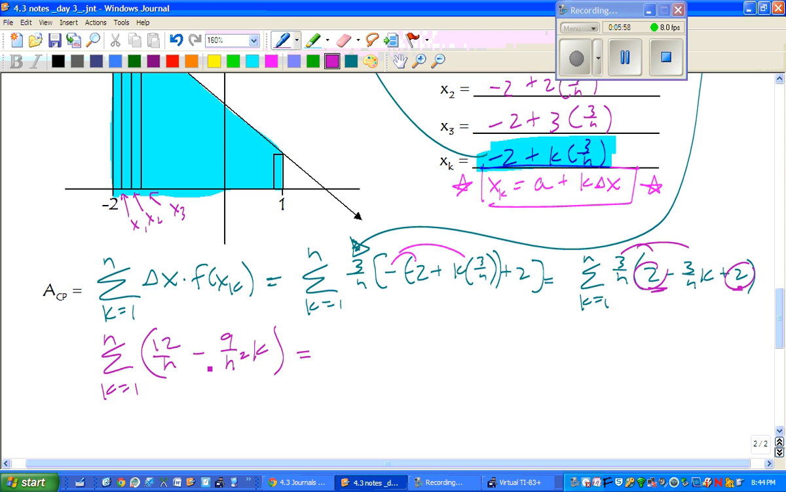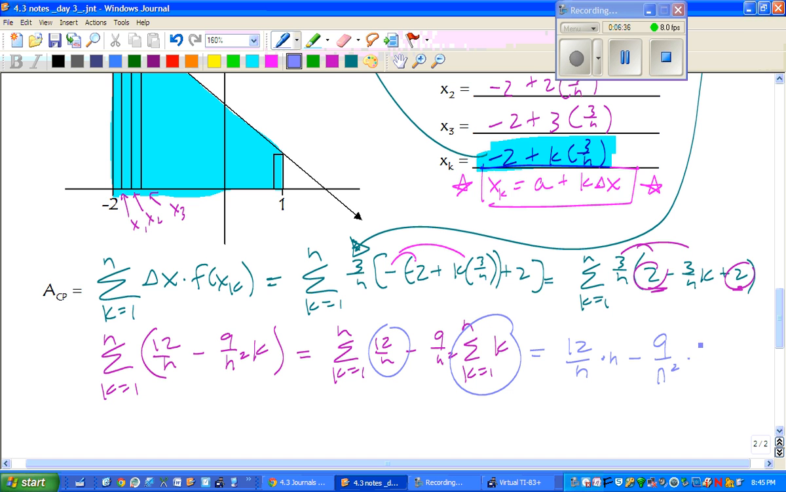And we can break this up. We can separate it into two separate sums. Sum from k equals 1 to n of 12 over n, minus, remember the n is a constant, so it's 9 over n squared times the sum from k equals 1 to n of k. This is where all those different formulas come in. If we take the sum of a constant, all it is is the constant times the number of terms, so times n. Minus, here our constant is out in front, times the sum of k. This is the one where it's going to be n times n plus 1 all over 2.